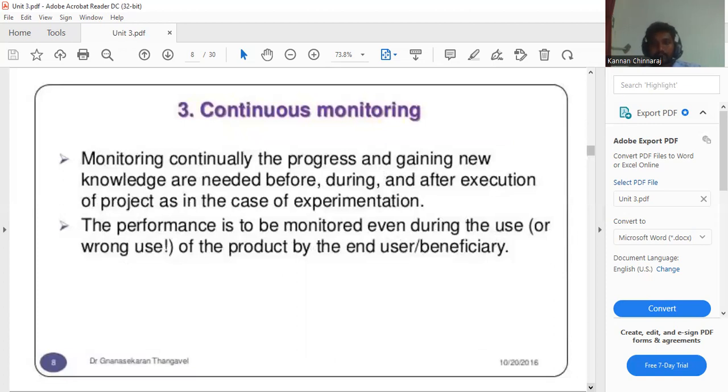Now, continuous monitoring in similarities. Monitoring continuously the progress and gaining new knowledge are needed before, during, and after execution of a project, as in the case of experimentation. Next, the performance is to be monitored even during the use or wrong use of the products by the end user beneficiary.